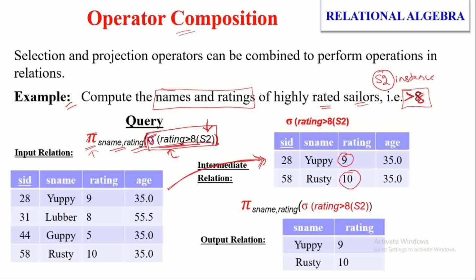On this input table, now this projection operator will be applied. Okay, so this is the input table. In this, the projection operator will be applied. When it is applied, it will project only the columns which are having S name and rating, and produces the output table. This is how whenever the selection and projection operators are combined, first selection operator is executed first, followed by that pi operator will be executed.